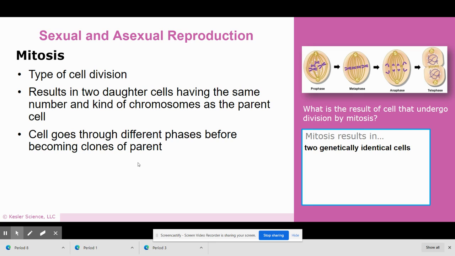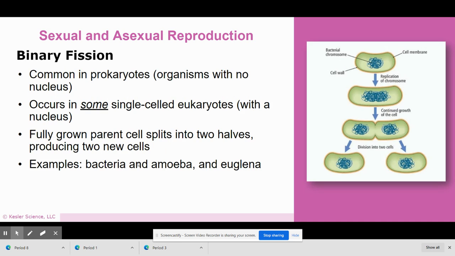Okay, so mitosis is one type of cell division, and this is for the organisms that use asexual reproduction. They're going to use mitosis. It results in two daughter cells having the same number and kind of chromosomes as the parent cell, and the cell goes through different phases before they become the clone of the parent or identical to the parent. So what is the result of a cell that undergoes division by mitosis? Well, mitosis results in two genetically identical cells.